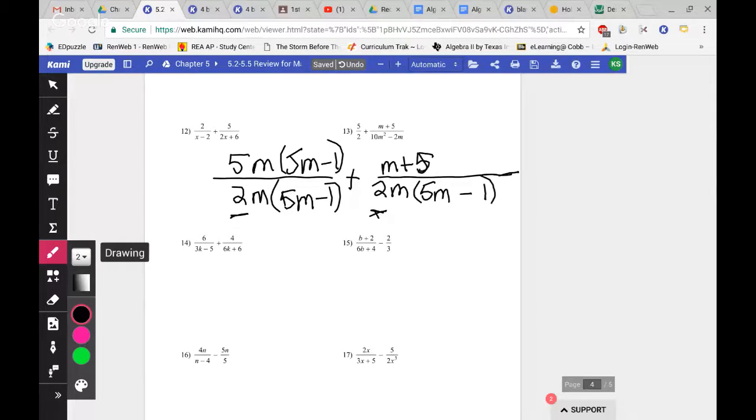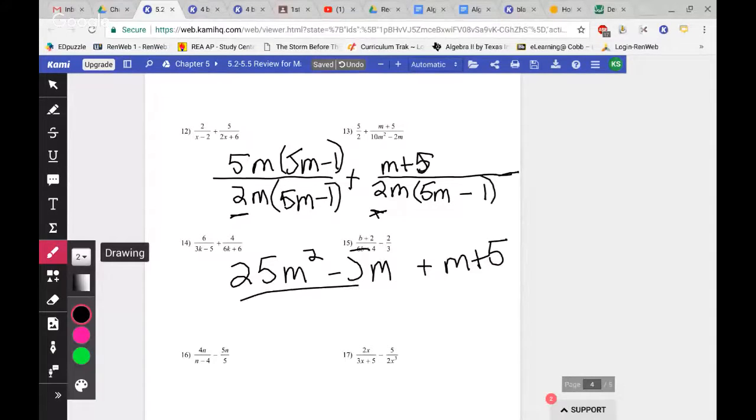Now the next step is I have to multiply all of this stuff at the top in the first term. So 5m distributed to both the 5m here and the minus 1. So 5m times 5m is 25m squared. And 5m times a negative 1 is a negative 5m. And then I've got plus m plus 5 over here, all over this denominator that we created.